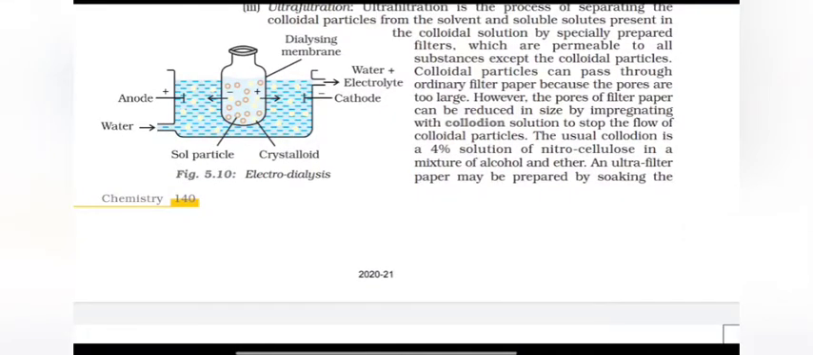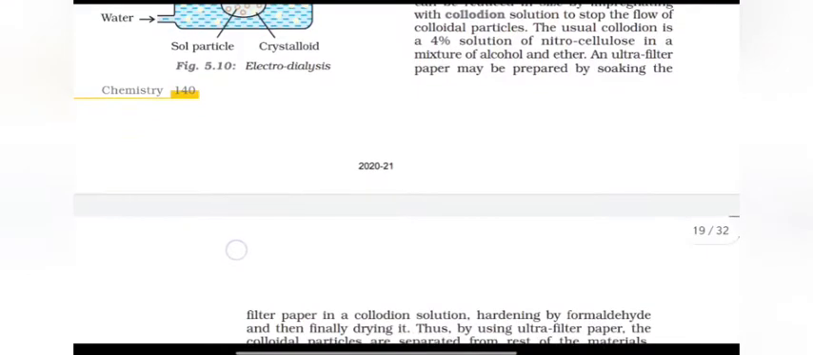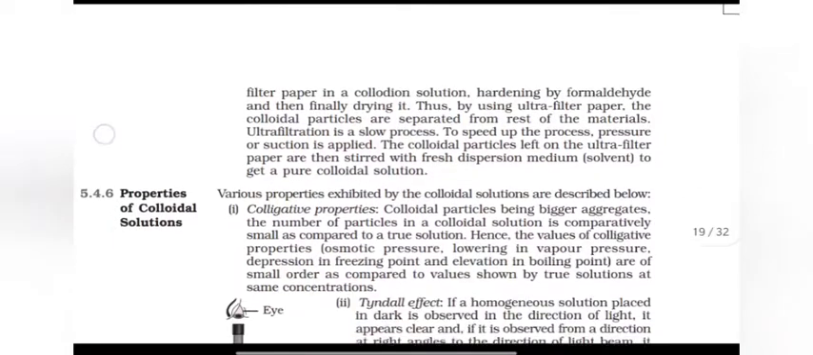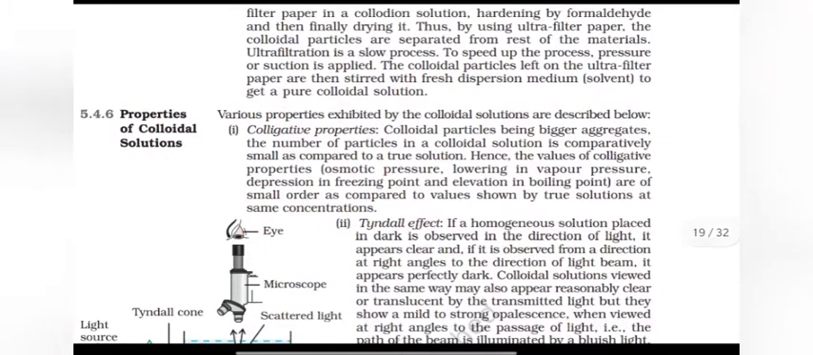solution is a 4% solution of nitrocellulose in a mixture of alcohol and ether. An ultrafilter may be prepared by soaking the paper in a colloidal solution, hardening it with formaldehyde, and then finally drying it. Thus, by using ultrafilter paper, the colloidal particles are separated from the rest of the materials. Ultrafiltration is a slow process. To speed up the process, pressure or suction is applied. The colloidal particles are left on the ultrafilter paper and then stirred with fresh dispersion medium to get a pure colloidal solution.